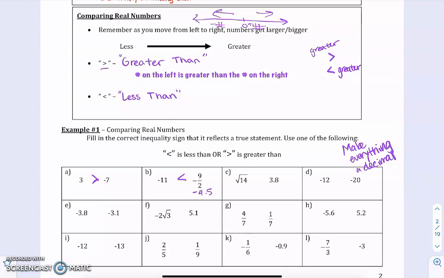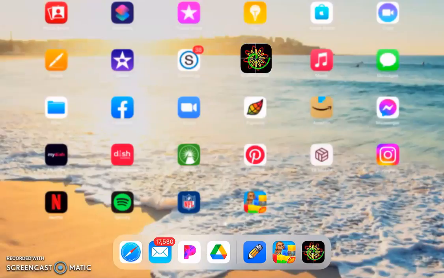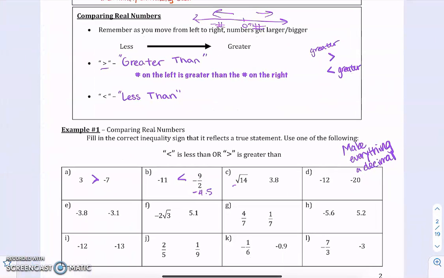So 3.8, already a decimal, but the square root of 14, same thing. We want to turn that into a decimal. So if you guys remember how to take the square root, it's a second function above the x squared. So we want to push second and then x squared, and then we're going to put 14 inside there. Two decimals is fine. So 3.74. So these are both positive. So which one is farther left? That's going to be the lesser number.